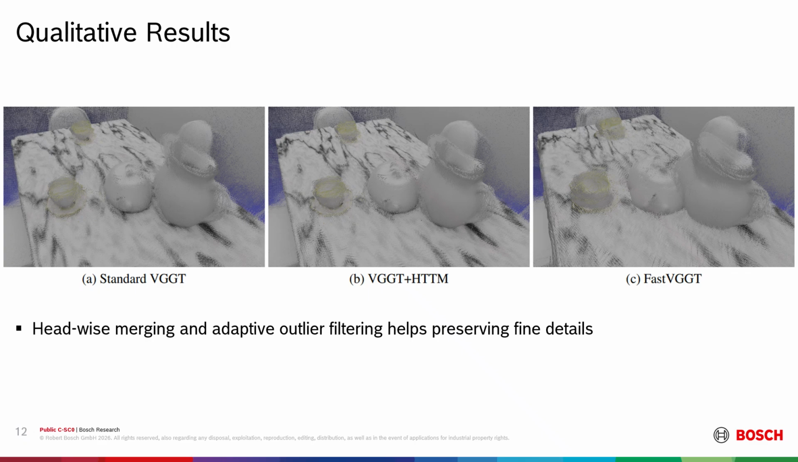To summarize, HTTM is a training-free acceleration method for VGGT. It exploits VGGT's spatial and temporal token similarity, reduces matching overhead, preserves head-level diversity, and achieves strong speedups with negligible quality loss.